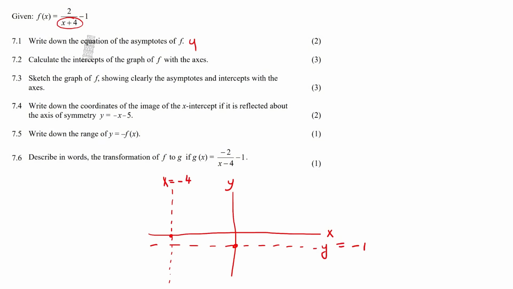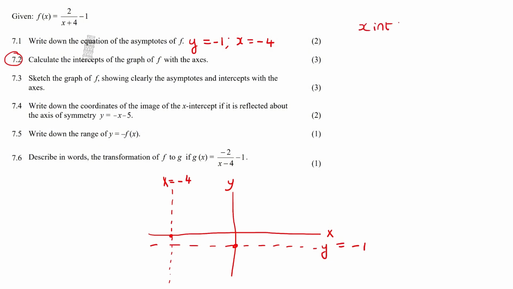And so the two answers would be y equals -1 and x equals -4. So keep that in mind. You can get the equations of the asymptotes from the graph, from the equation of the hyperbola. This question says calculate the intercepts with the axes. So they want the x and the y intercept.